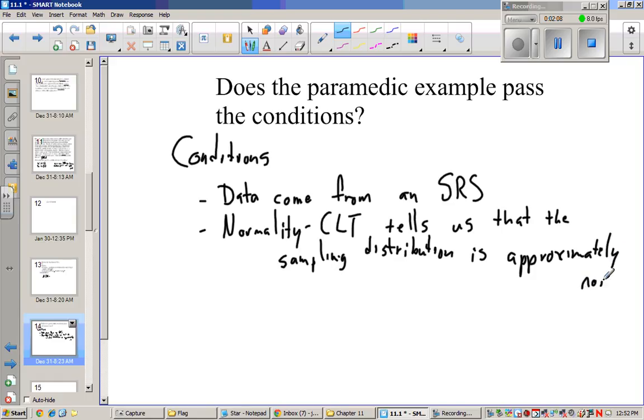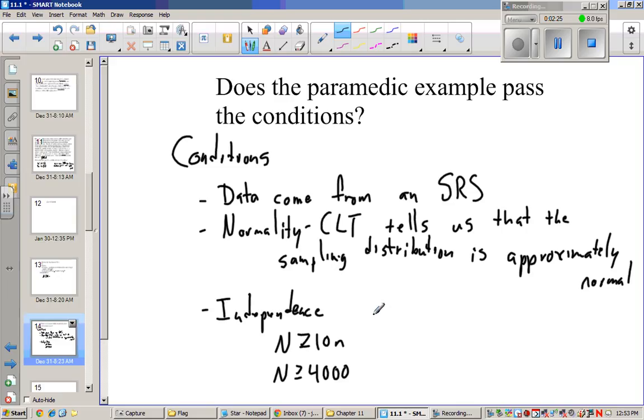And finally, we have to check independence. And we just have to see that the population is at least 10 times as big as the sample. And there was 400, so we just have to say we assume there are more than 4,000 calls.